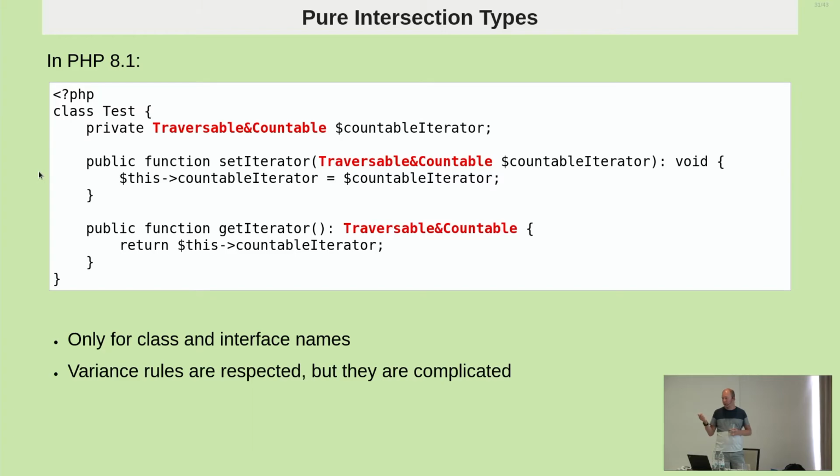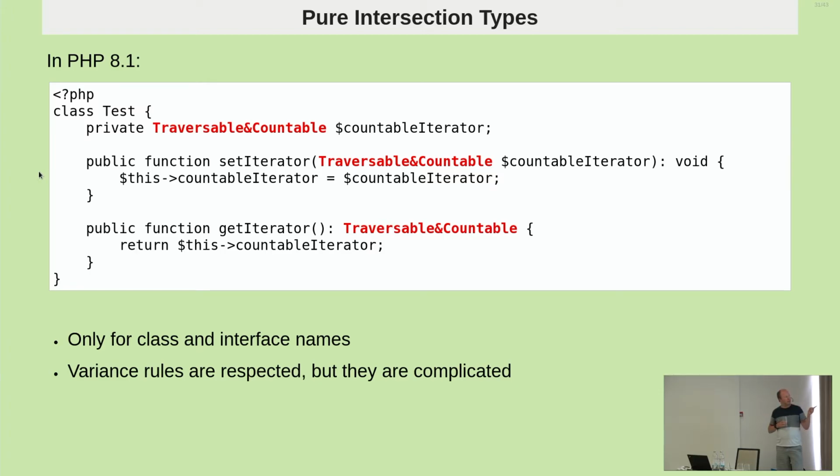You can't do int and float because that makes no sense whatsoever. Or bool and false also makes no sense because it can't be false and not false at the same time. Or it can't be true and false at the same time. The variance rules are also respected, but they're kind of complicated. Basically, it means that, let me see if I get this right, because this is complicated. In an inherited class, you can always make your arguments bigger.